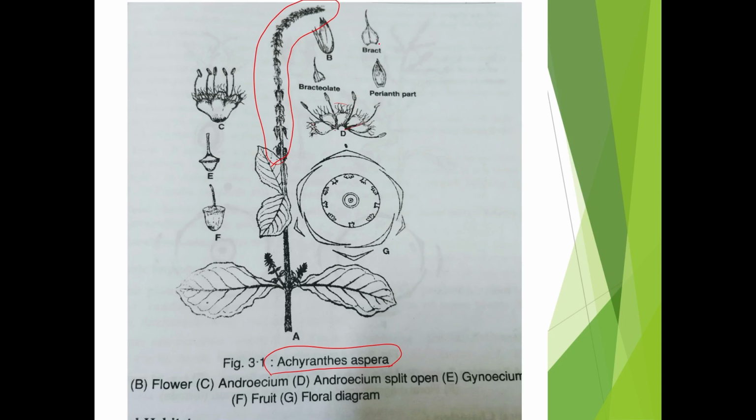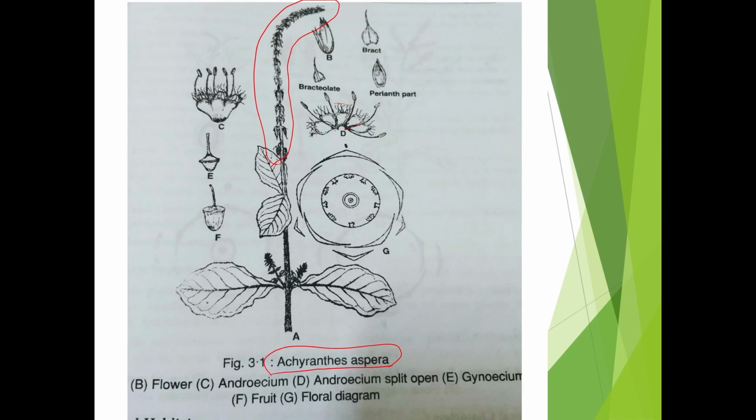Then you can see the bract. These are the perianth parts. These are the bracteoles. And this one is the single fruit here. Here you can see the floral diagram that has five tepals, bract and bracteoles. The androecium number is five and the gynoecium shows basal placentation. Here you can see the five stamens united by being connate at the base, and therefore it's called monadelphous.